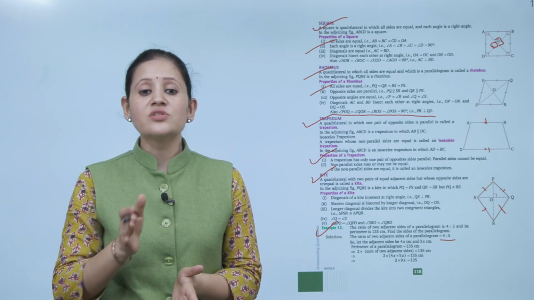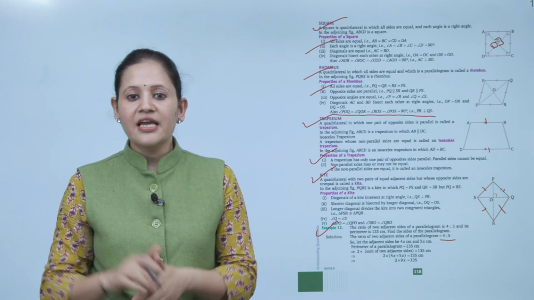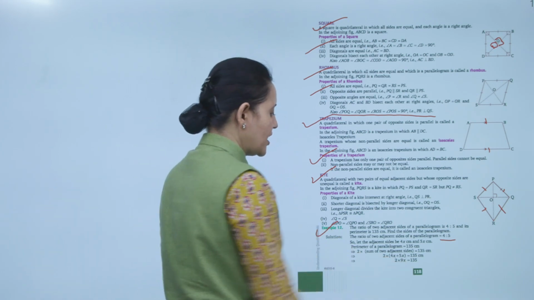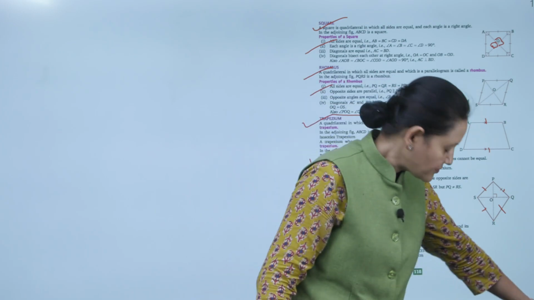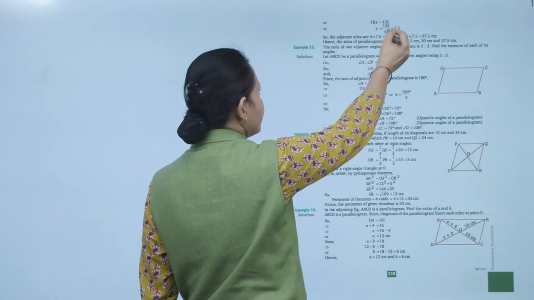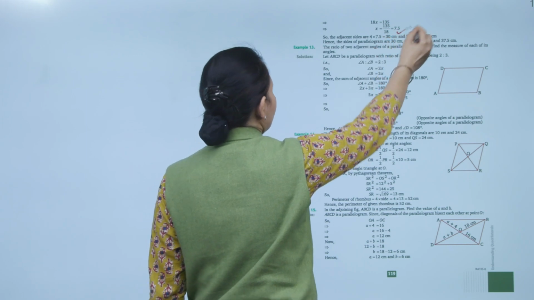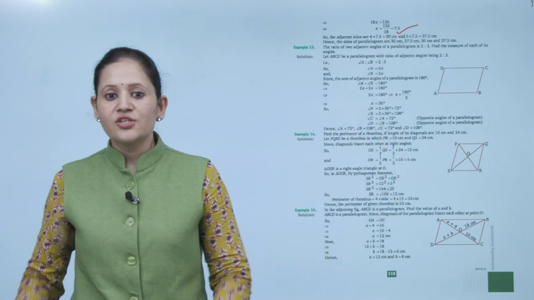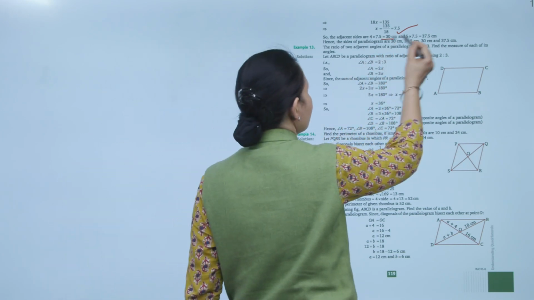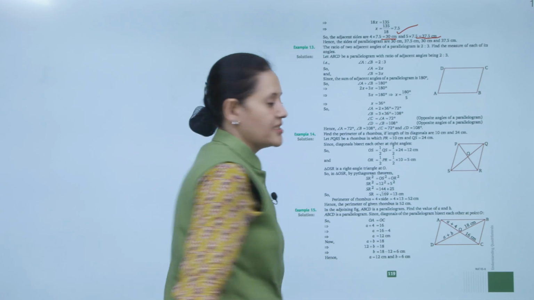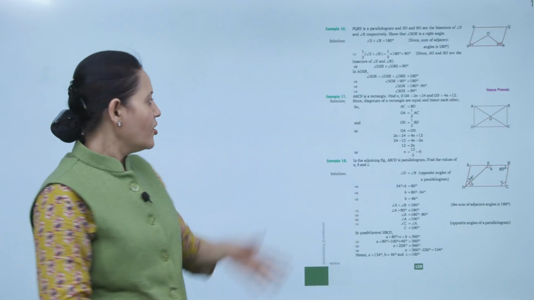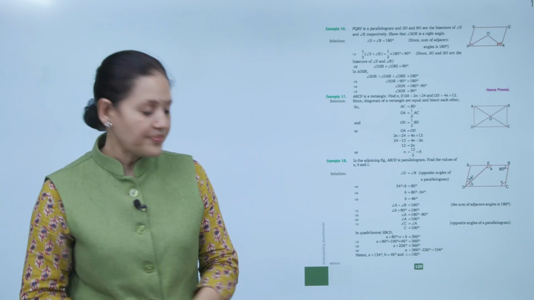Perimeter is 2 into the sum of adjacent sides, which is equal to 135. So 2 into 4x plus 5x is 135. So 18x equals 135, x equals 135 upon 18, that is 7.5. So the adjacent sides will be 4 into 7.5, that is 30 cm, and 37.5 cm. Clear? So you have to practice all these examples.